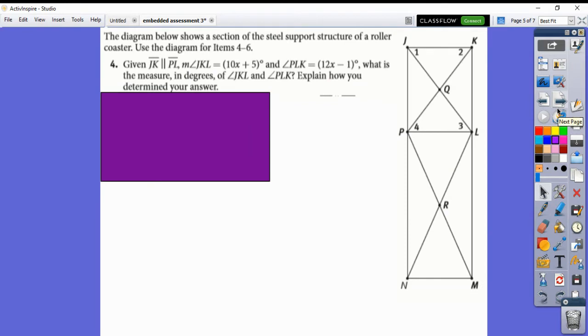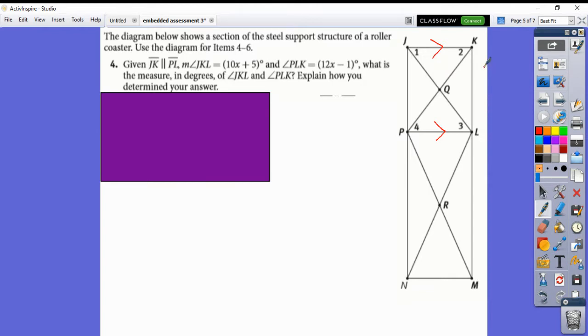Okay, number 4, 5, and 6, shift gears a little bit. We've got a new picture. This is a section of the steel support structure. So we've got some given information here. Given that segment JK is parallel to segment PL, and given that the measure of angle JKL is 10x plus 5 degrees and the measure of angle PLK is 12x minus 1 degrees, what is the measure in degrees of angle JKL and angle PLK?